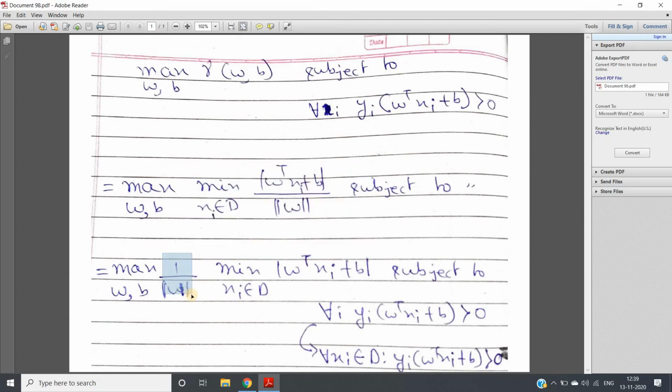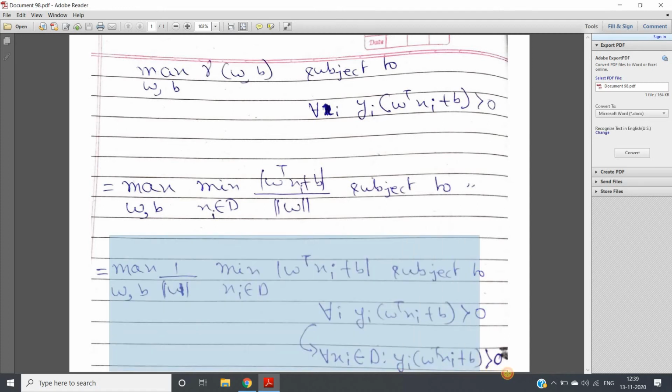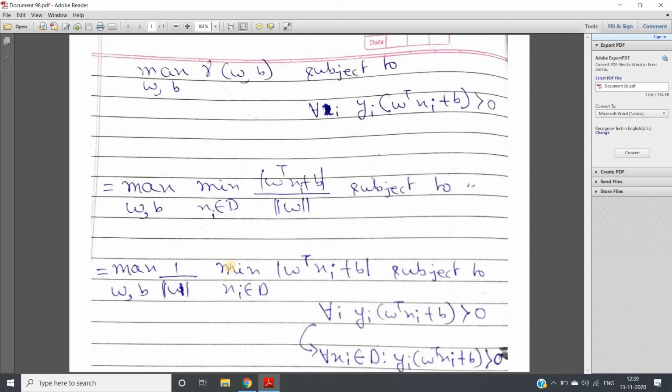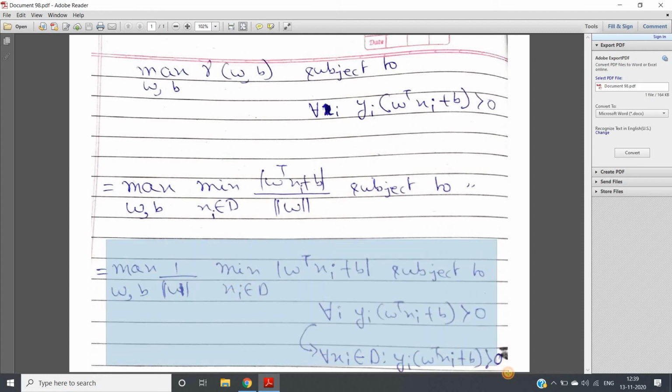So we will take it outside, and this is our final mathematical optimization problem for SVM. That is, maximum over w comma b of 1 by mod of w, and then this minimization, subject to the condition that for all i, yi multiplied by omega transpose xi plus b is greater than 0. Or sometimes, instead of for all i, you can write it like this: for all xi belonging to our training data, yi multiplied by omega transpose xi plus b greater than 0, right? So this is the optimization problem.